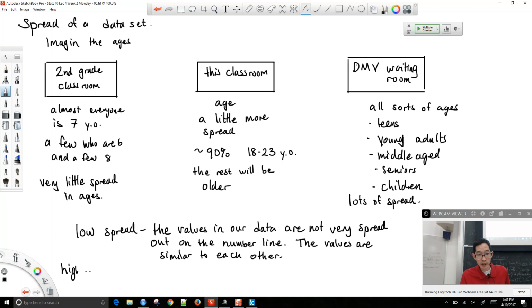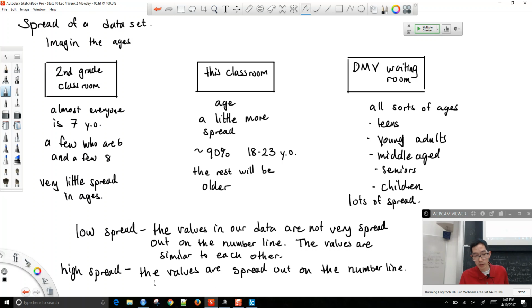On the other hand, high spread: the values are spread out on the number line, or the values are very different from each other. Okay, so far so good?